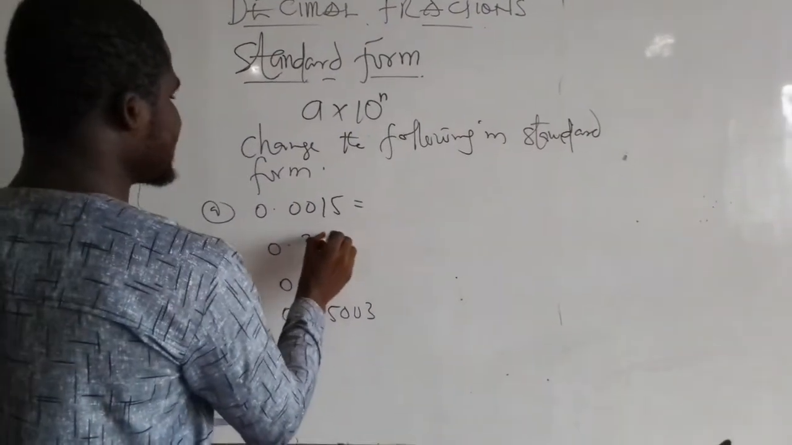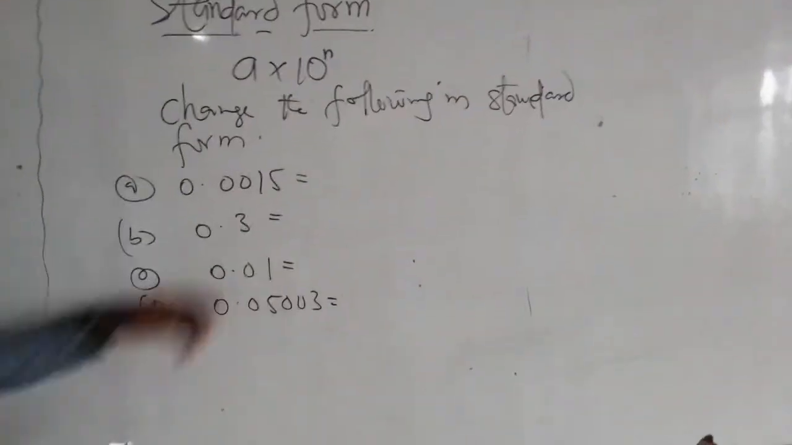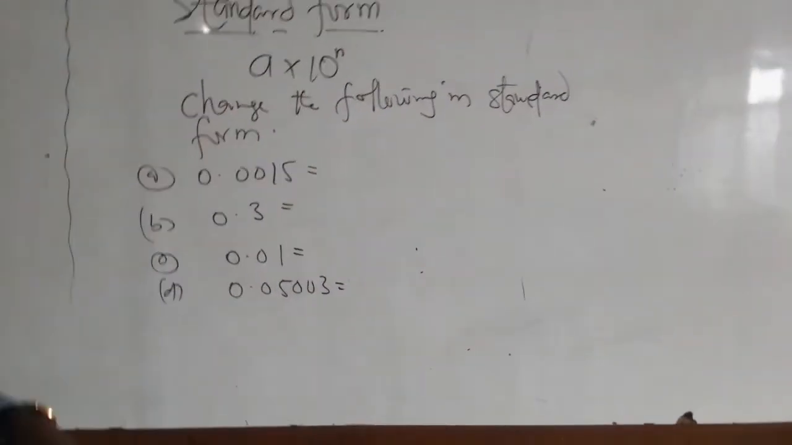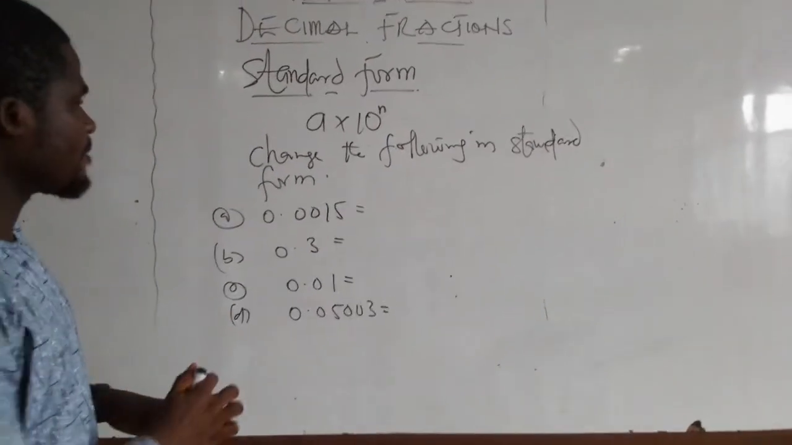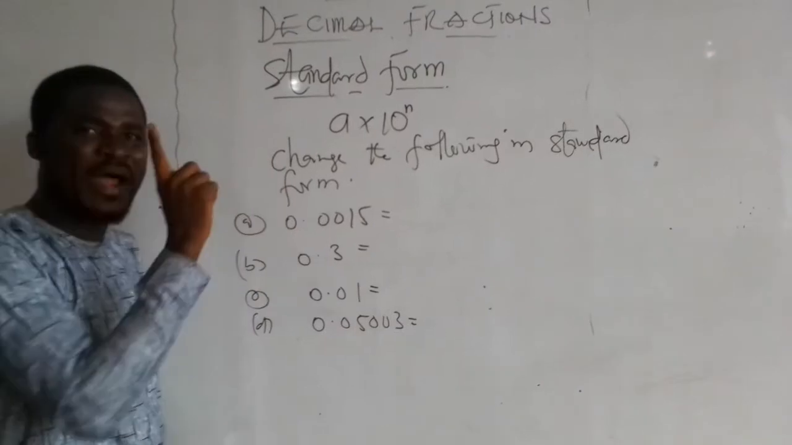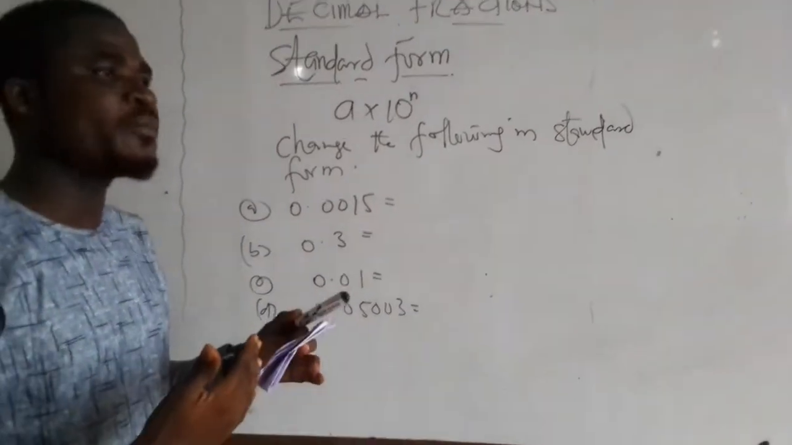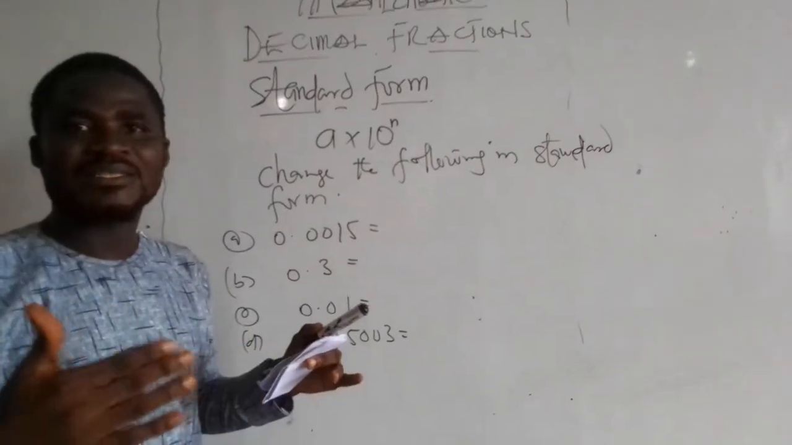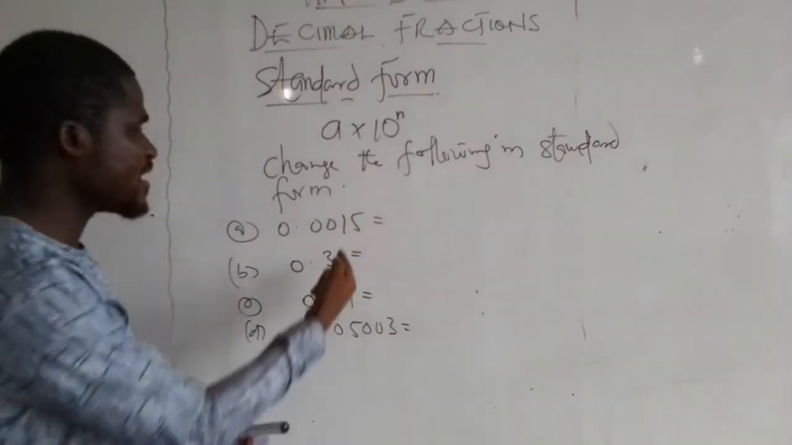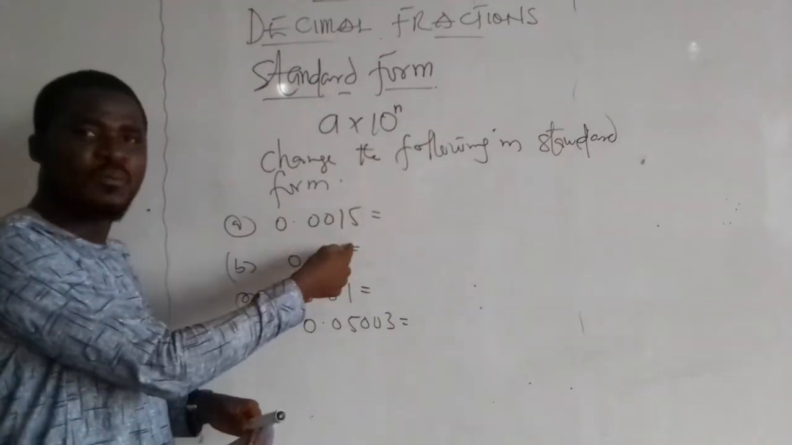Now let's try the examples here. It says change the following in standard form. So the figures here are less than 1. And we say that always standard form should be between 1 and 10. Because it's less than 1, it is not in standard form. So we should change to standard form.